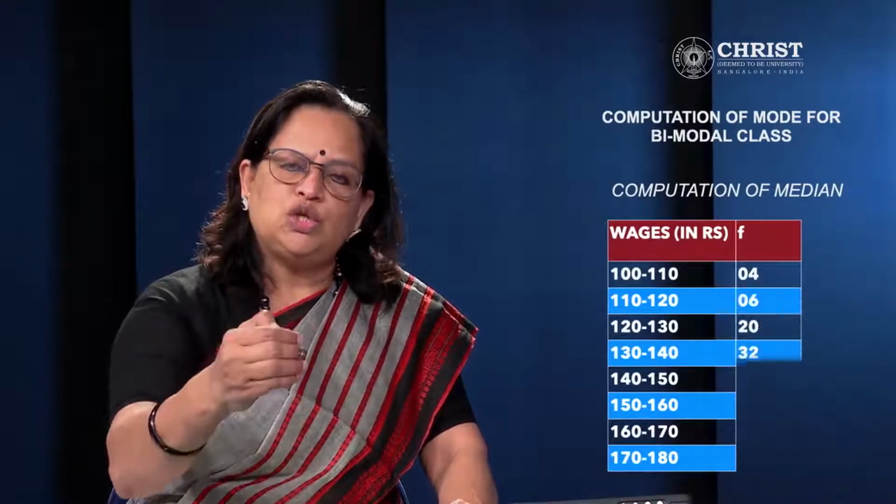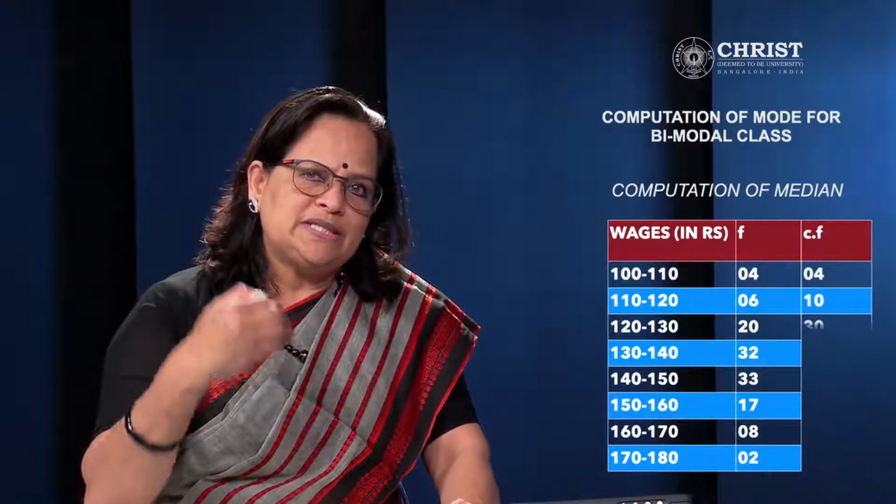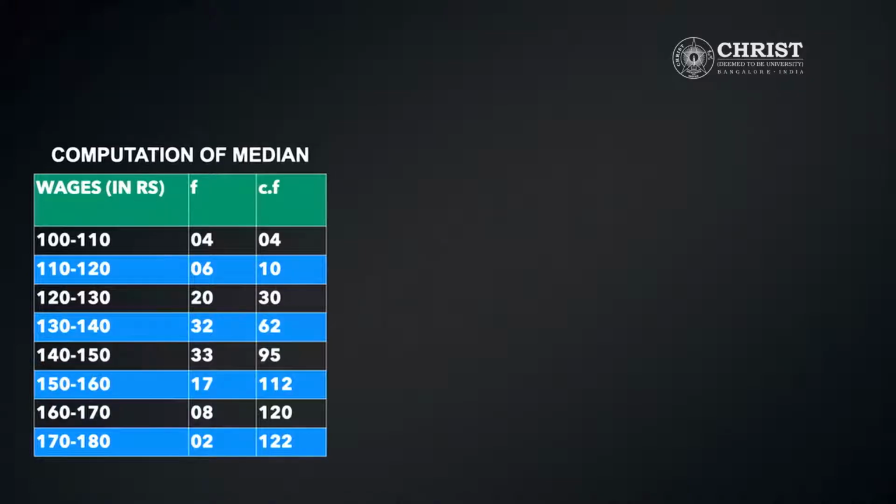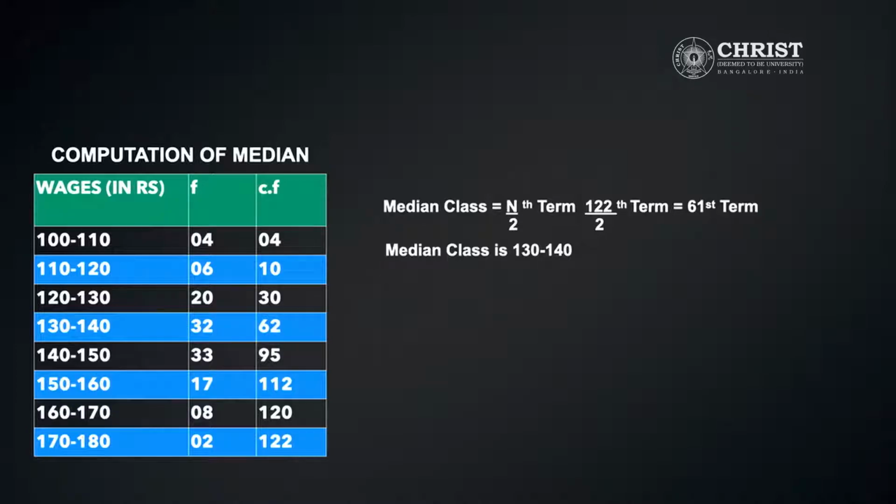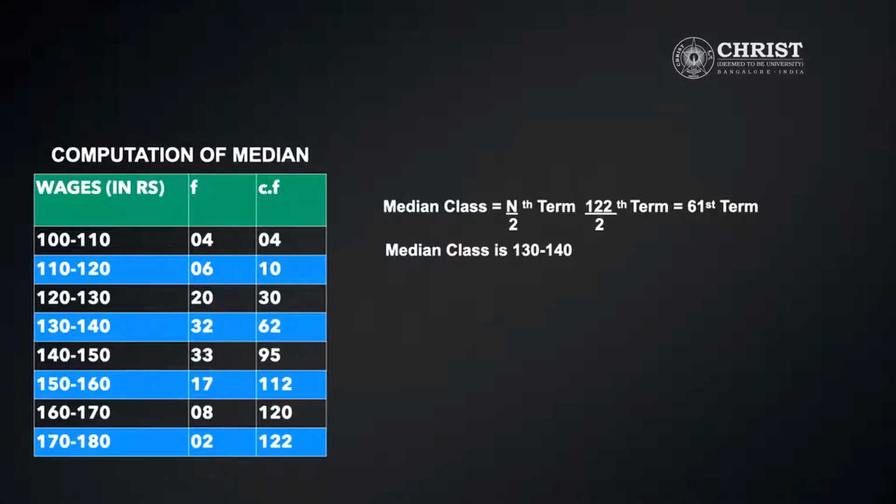For the median, you write wages, then the second column is frequency, and next is cumulative frequency. Cumulative frequency is adding the frequency values. So 122 is the total frequency. The median class is n by 2, that is, total frequency divided by 2. So 122 divided by 2 gives the 61st term. Now you have to check where 61 appears in the cumulative frequency values. Whichever class is against cumulative frequency 61 or more than that will be the median class. When you check that, we see that 130 to 140 is the median class.